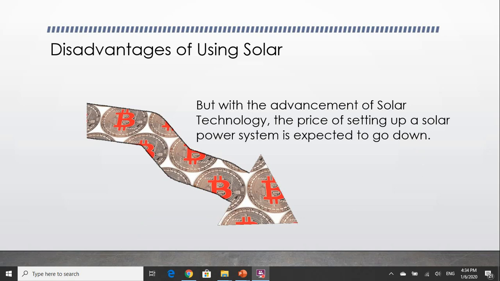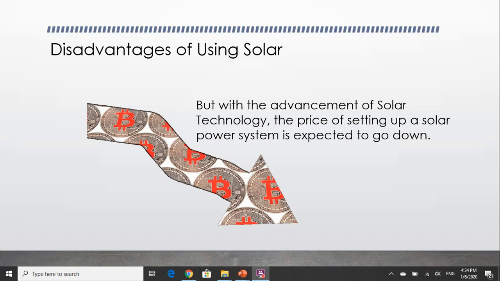So, with the advancement of technology, advancement of solar panels and batteries, we expect the price of building a solar power system to go down. Through the years, we have seen their prices fall, and they will still continue to fall in the future as companies find ways to lower the cost of production, increase production efficiency, and the discovery of new technologies.